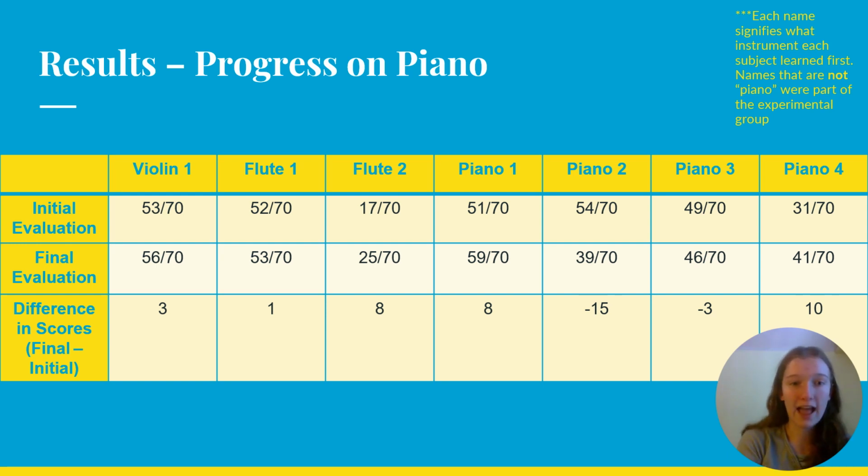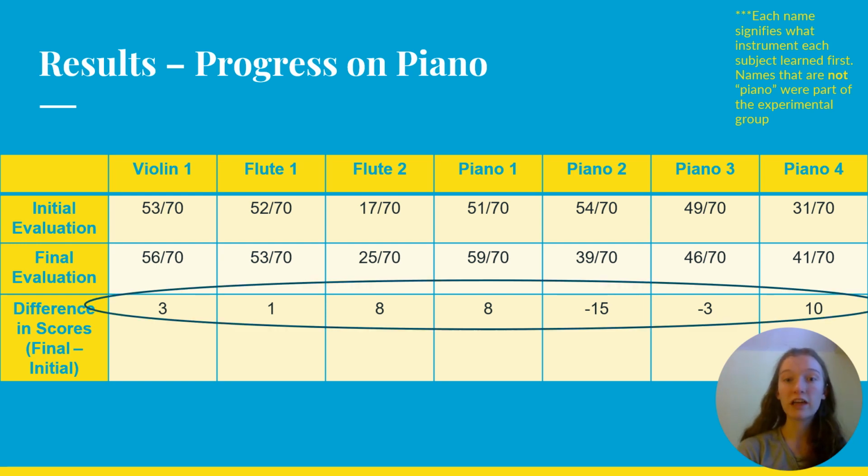And here we have our results. Now see here we have our initial evaluation to our final evaluation. The most important part that we looked at was the difference in these scores, their growth in these aspects, in the aspect of the piano. So what we wanted to see was if the flute and violin group, these 3 here, had learned more, had grown more than the control group, which consists of all these pianists.